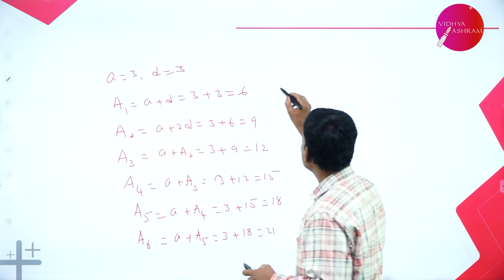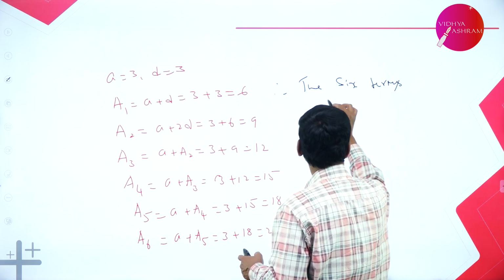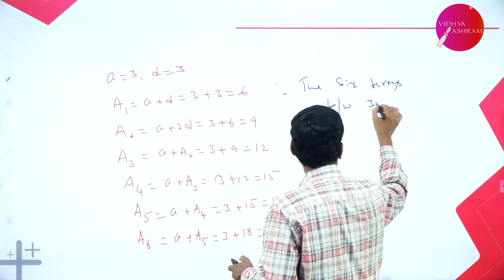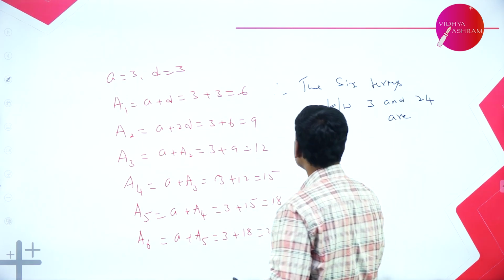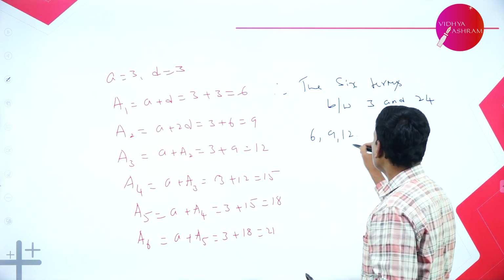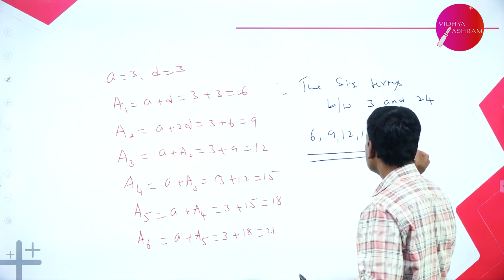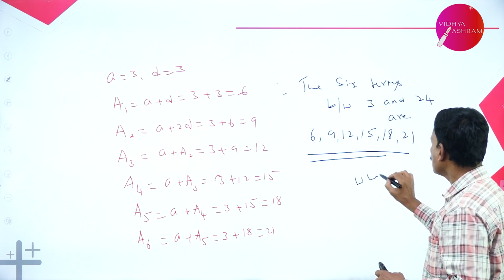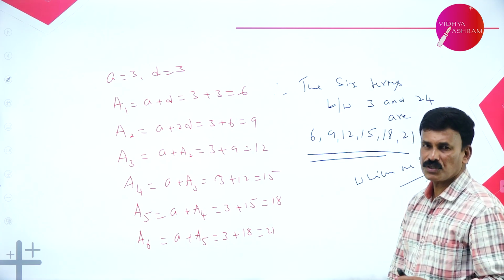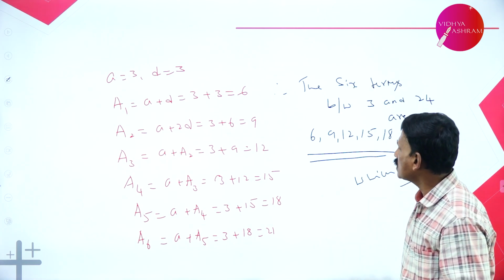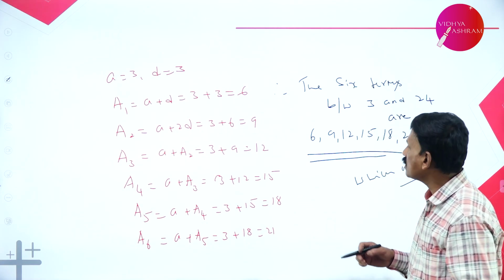Therefore, the six terms between 3 and 24 are 6, 9, 12, 15, 18 and 21. These are the 6 terms, which are in arithmetic progression. That's it. This is how we are going to solve this problem. Very simple for 3 marks. Hope you followed. This is a very important problem from the point of view of examination.